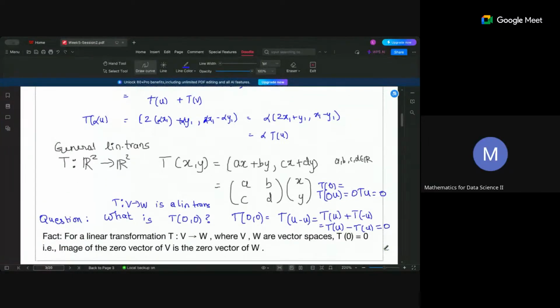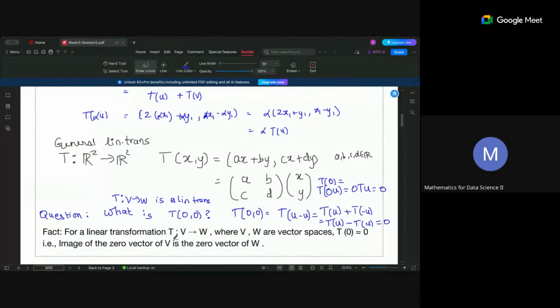So what is the important fact you have for a linear transformation T from V to W, where V and W are vector spaces? T of 0 equals 0. That is, the image of the 0 vector of V is the 0 vector of W. Is that clear? What does this 0 mean? You should understand it from the context. Okay, so this 0 represents the 0 vector in your domain V.